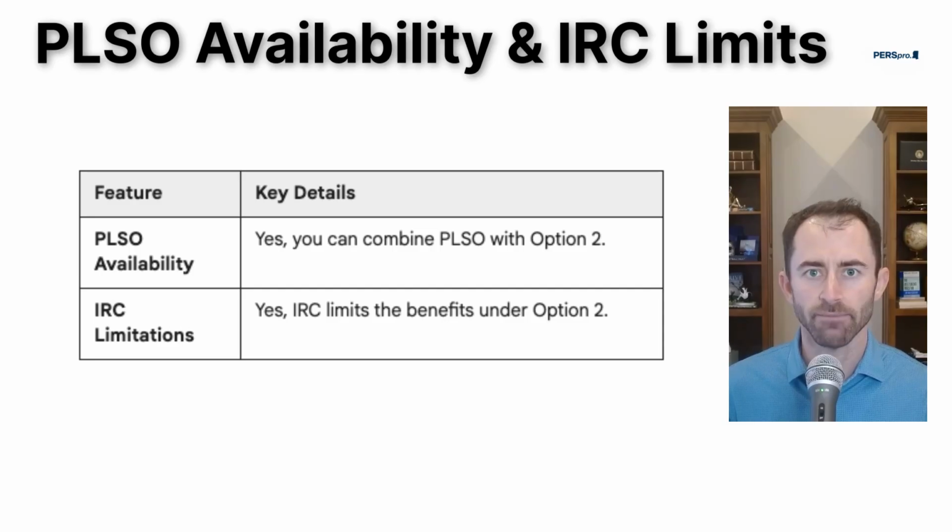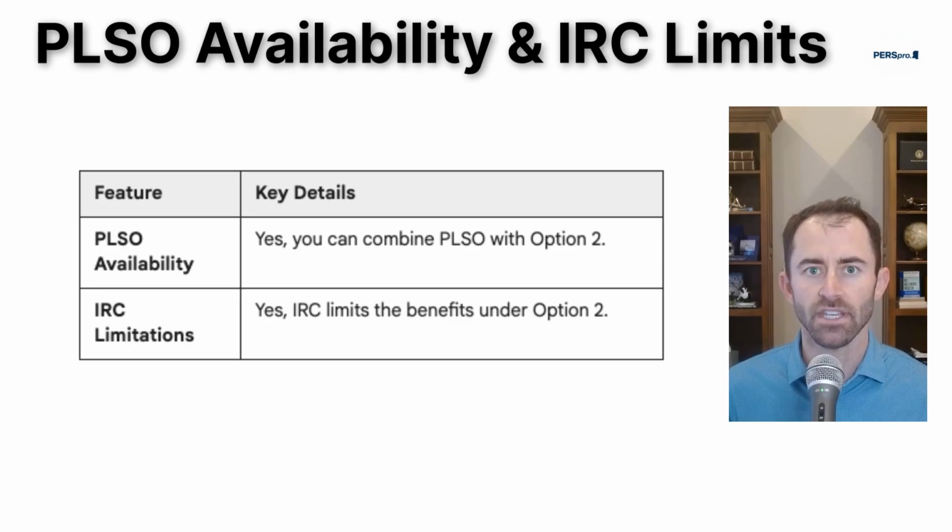What about partial lump sum option and Internal Revenue Code limitations with Option 2? PLSO availability. If you are eligible for partial lump sum option, you can combine Option 2 with a partial lump sum option. Just keep in mind this will result in a double reduction: one actuarial reduction for the survivor protection and one actuarial reduction for the cash taken up front.